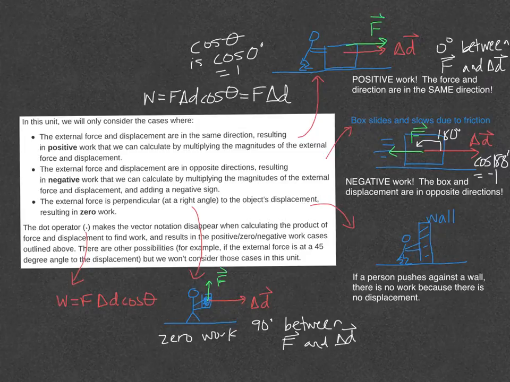And then if I had 90 degrees between my force and displacement, this formula, work is equal to force times displacement times cos of 90 degrees. That cos of 90 degrees is going to be 0. So I'll have force times displacement times 0. It doesn't matter what my force and displacement are. Anything times 0 would just be 0.